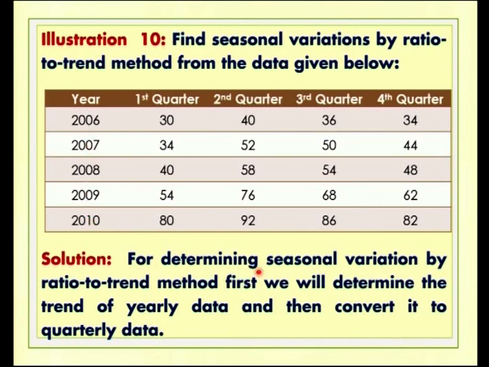For determining seasonal variation by the ratio to trend method, first we shall determine the trend of yearly data and then convert it to quarterly data. So, first of all, we have to calculate the trend values. What is the method to calculate trend values? Method of least squares. The trend equation is Y is equal to A plus Bx. We have to calculate the values of A and B.